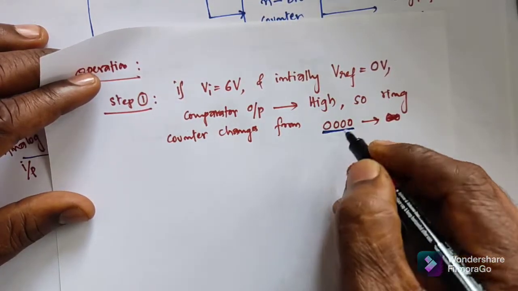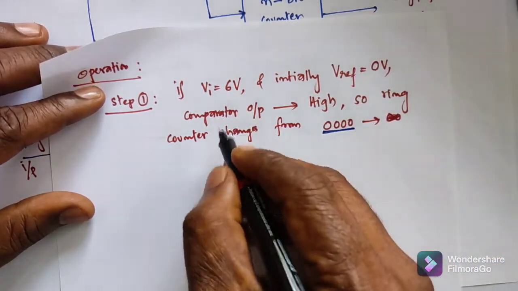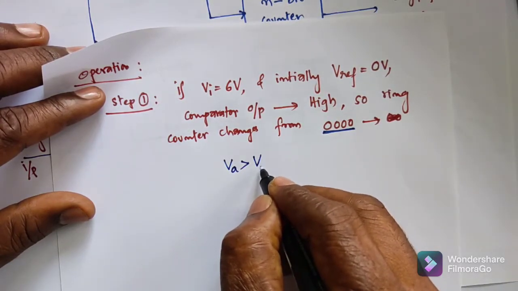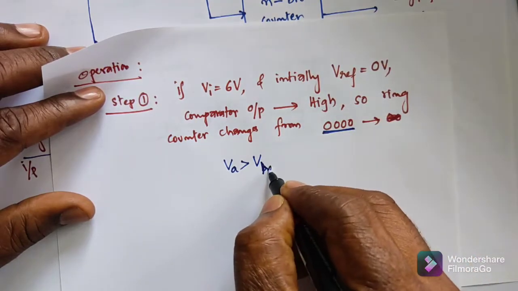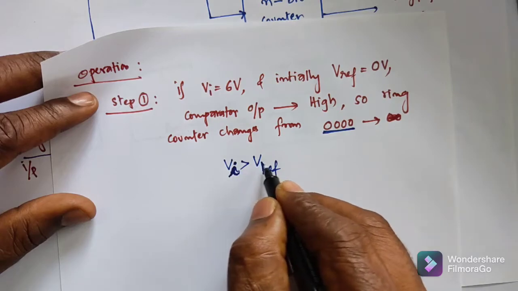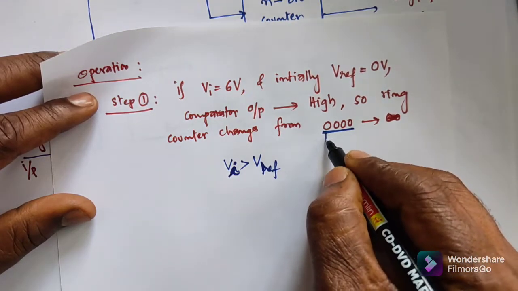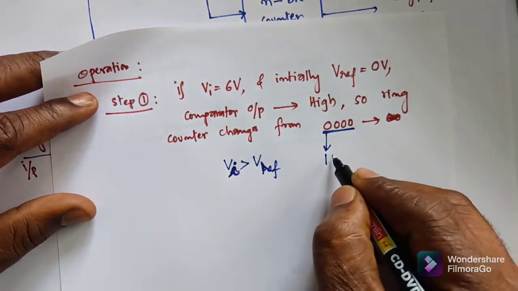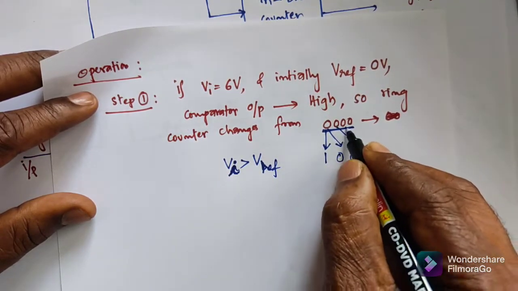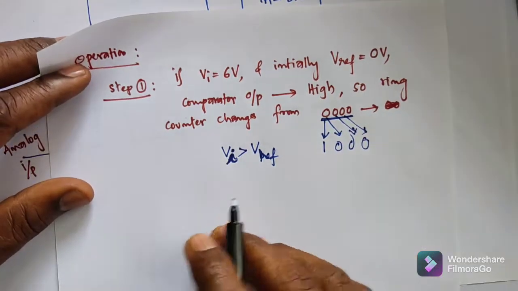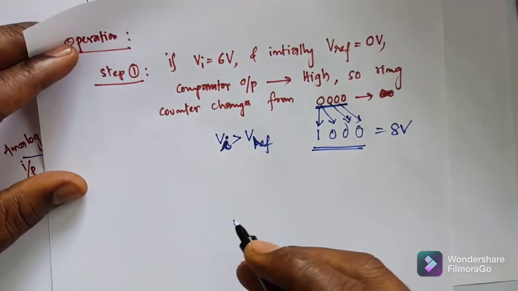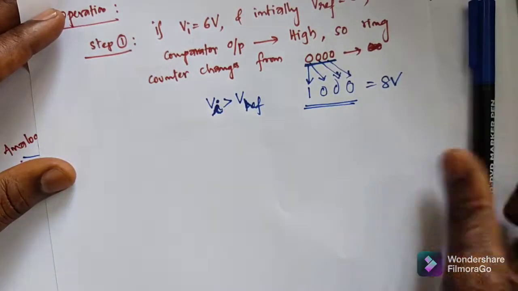Initially the input value is 0, and the concept is VA is greater than VB, where VB is nothing but the V reference value. So VA is greater than V reference. The concept is that the MSB value is replaced by 1, and it is shifted like this. So this is the concept. The value 1000 is 8 volts. Okay. Next, step 2.